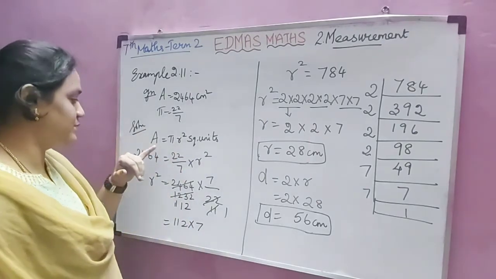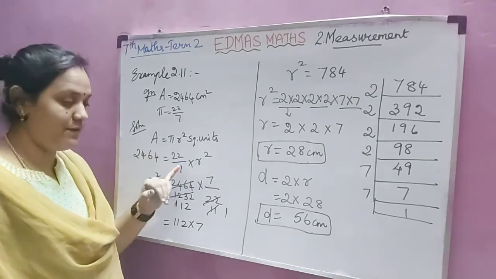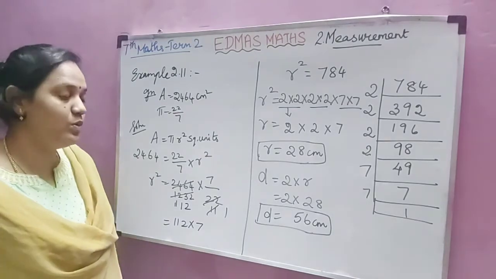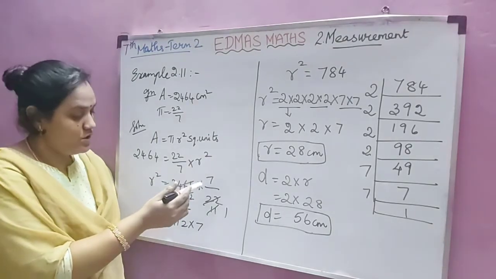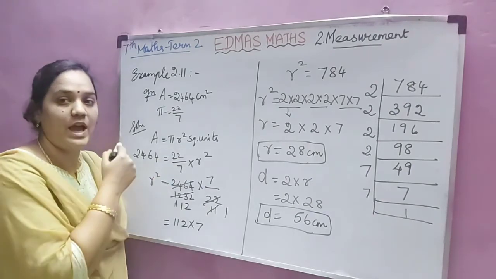Now I have substituted everything. So area is 2464, pi value is 22 by 7 into r square. Now we want only the value of r. So I kept r squared as it is and I am taking this 22 by 7 to the other side.